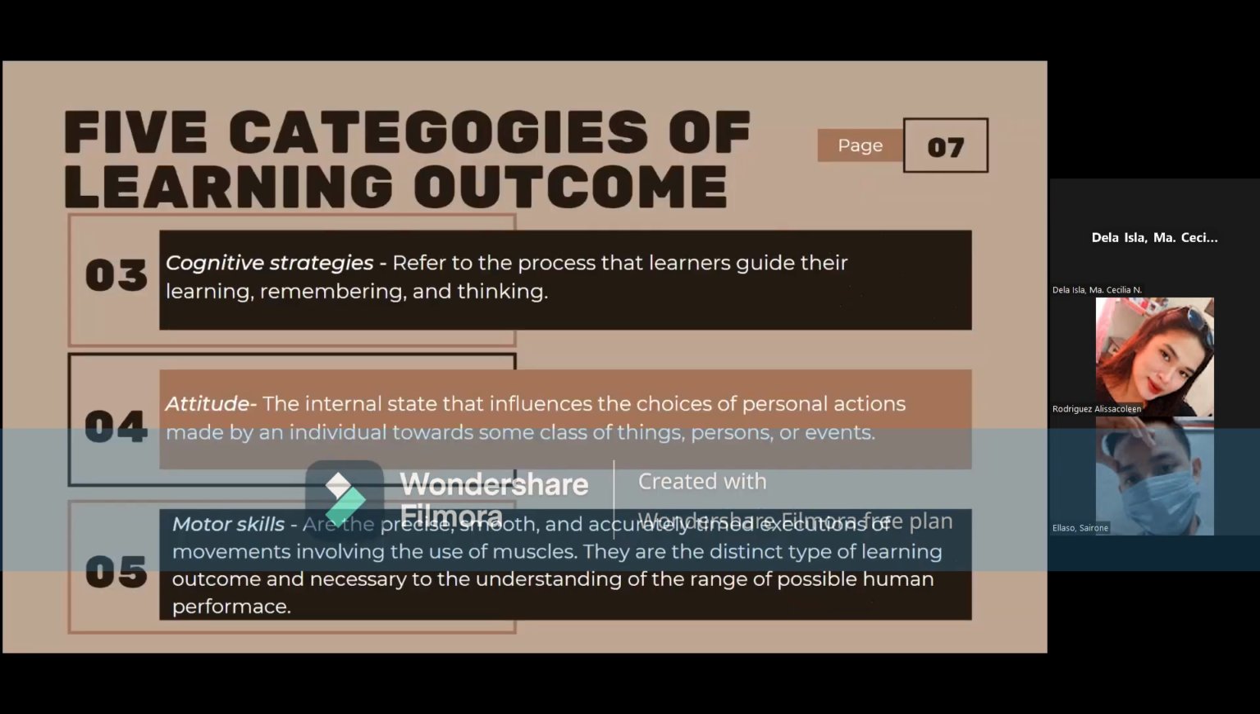So the next of the five categories of learning outcomes is the cognitive strategies. It refers to the processes that learners use to guide their learning, remembering, and thinking. Cognitive strategies also refer to the mental processes or approaches that individuals use to learn, remember, and think. These strategies can help learners become more active, self-directed, and efficient in their learning. And they can be applied to a variety of learning tasks and contexts.